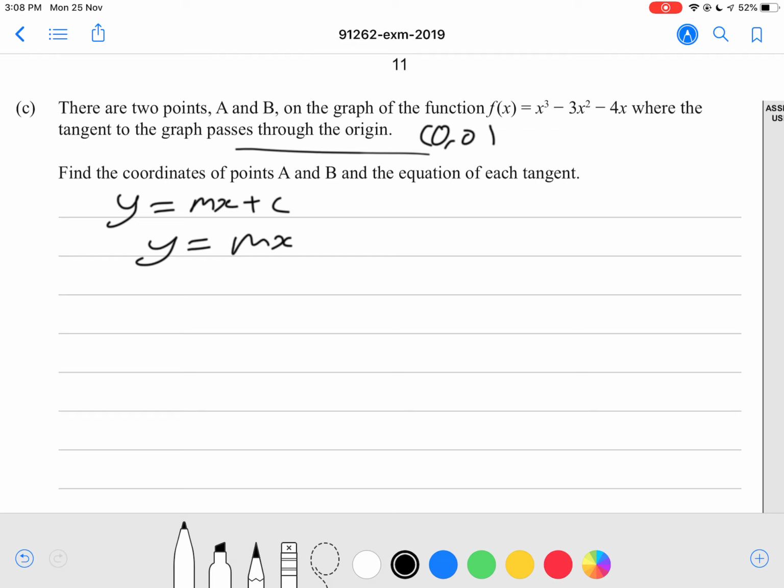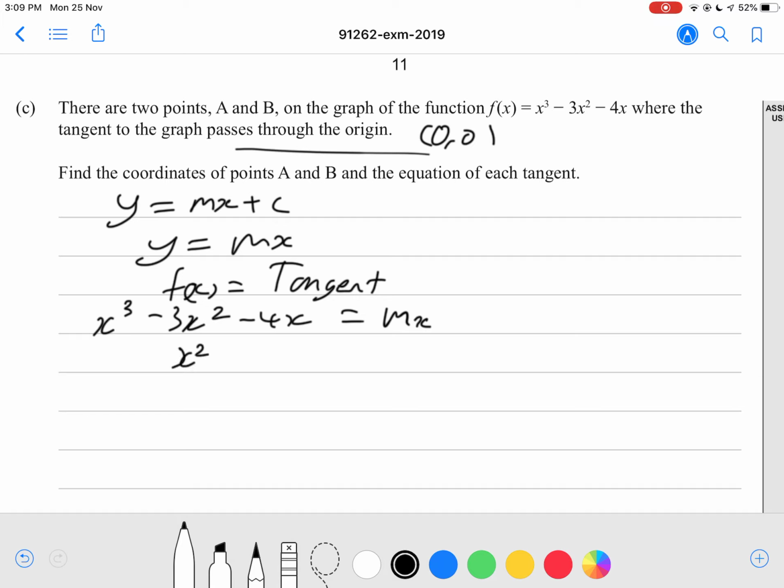Alright, so you know that the tangent and the function will touch each other, because for a tangent to a graph, they're equal at that x point. So we can put our f of x equal to our tangent, or in other words, x cubed minus 3x squared minus 4x equals mx. If we move the x to the other side, we can divide everything by x. So that's x squared minus 3x minus 4 equals m. So basically, our gradient can be rewritten as x squared minus 3x minus 4.